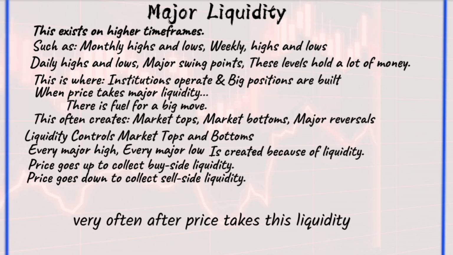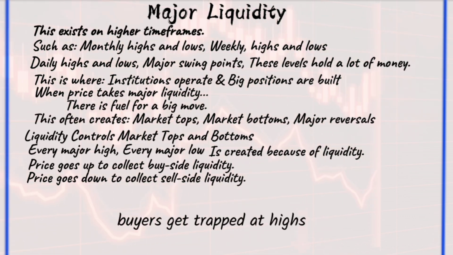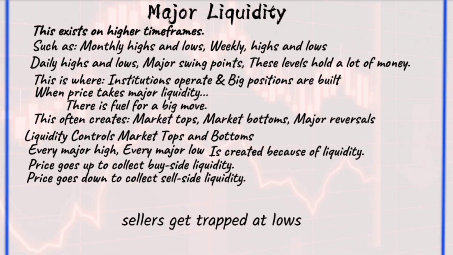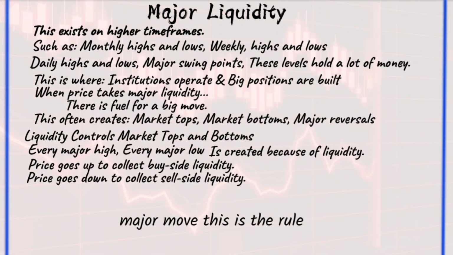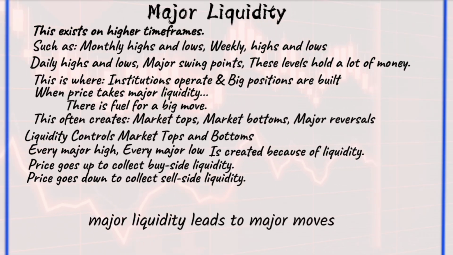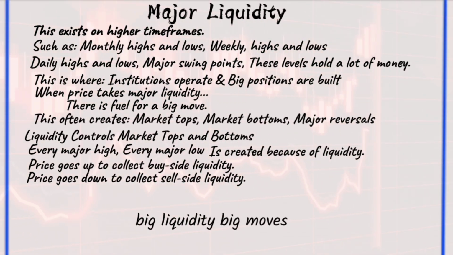Very often, after price takes this liquidity, it reverses. And this is what we call a trap. Buyers get trapped at highs, sellers get trapped at lows. Smart money wins. Major liquidity, major move. This is the rule. Major liquidity leads to major moves. Small liquidity, small moves. Big liquidity, big moves.